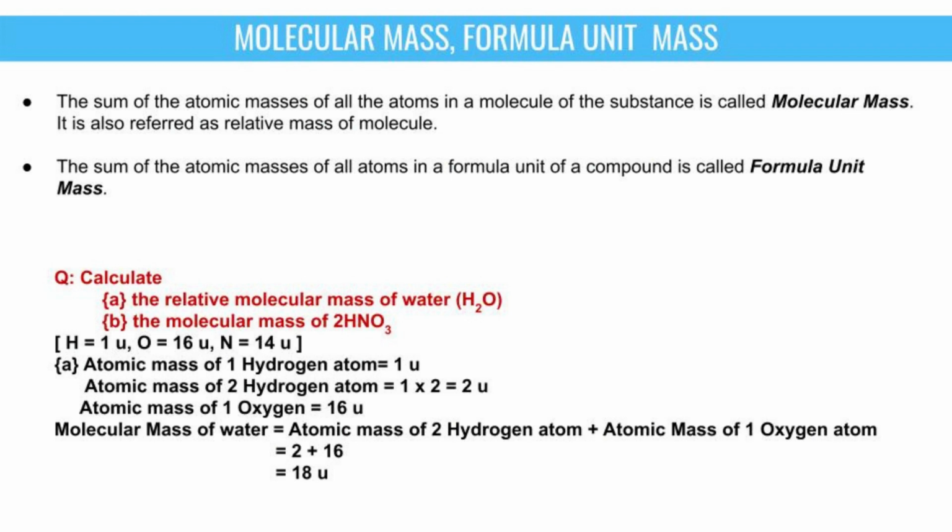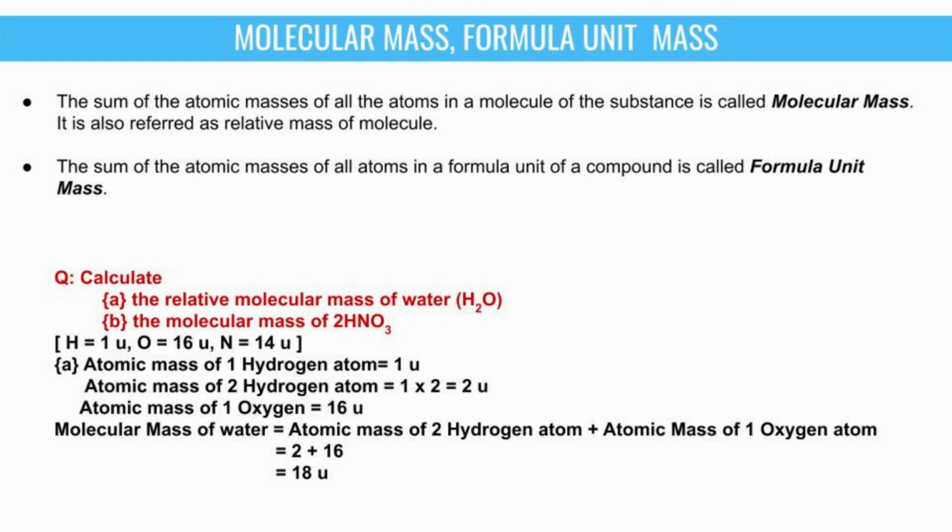To begin, let's understand what molecular mass is and its significance in chemistry. The sum of the atomic masses of all the atoms in a molecule of the substance is called molecular mass. It is also referred to as relative mass of molecule. The sum of the atomic masses of all atoms in a formula unit of a compound is called formula unit mass. Let's take a simple example to understand the calculation of molecular mass.